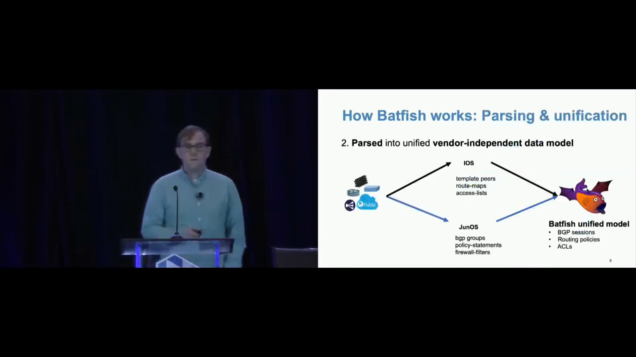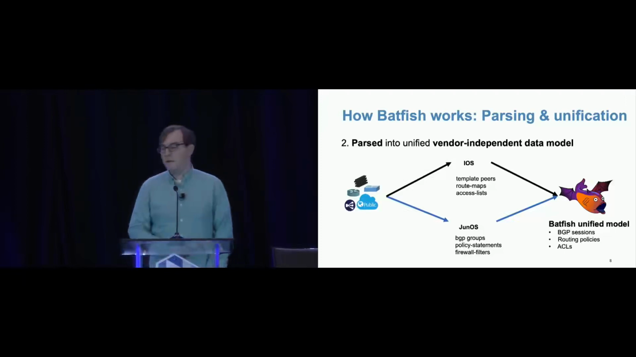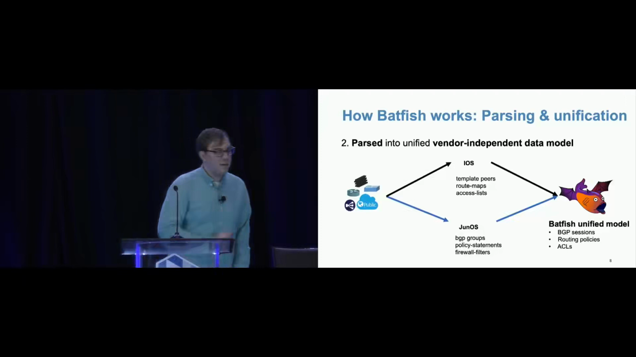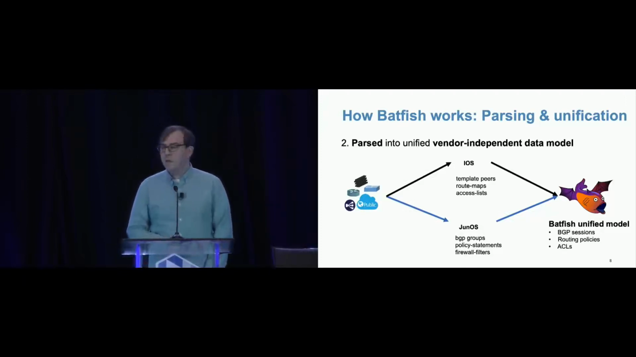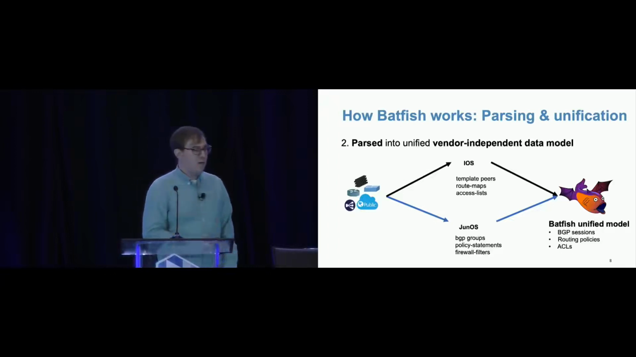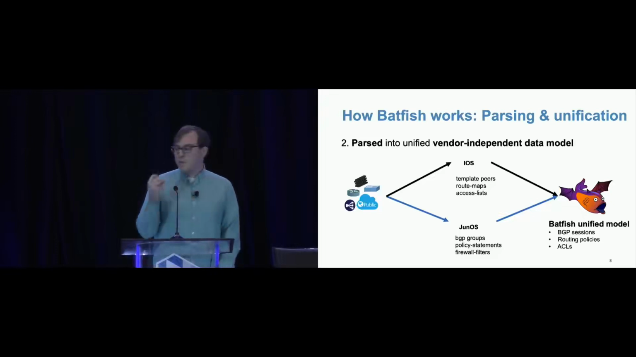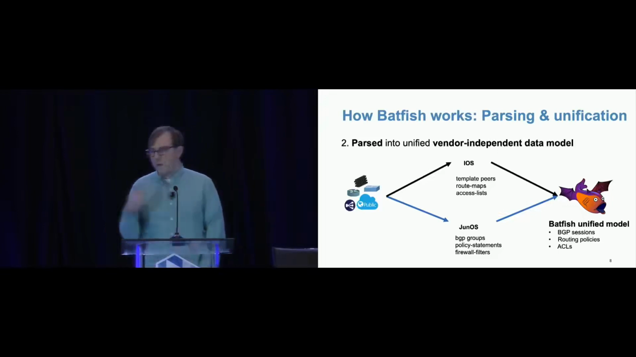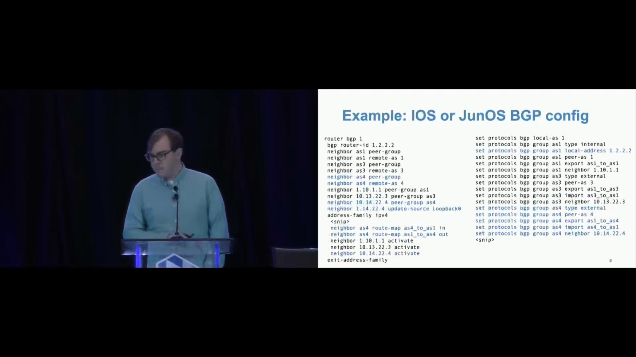And from that, Batfish is able to parse each of those vendor configurations and then build a unified vendor independent model. So say in Cisco iOS devices, you might configure BGP using template peers, using route maps, using access lists. And on Junos, you're using BGP groups, policy statements, and firewall filters. We parse this configuration, we abstract it out, we unify it into the Batfish model, where we only need to reason about BGP sessions, routing policies, and ACLs. And again, I'll show you how this works later.